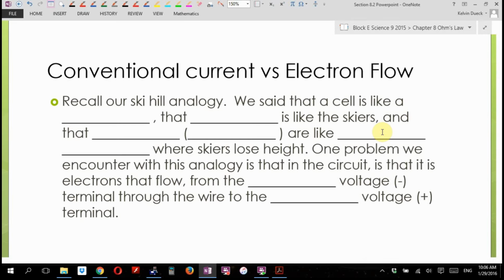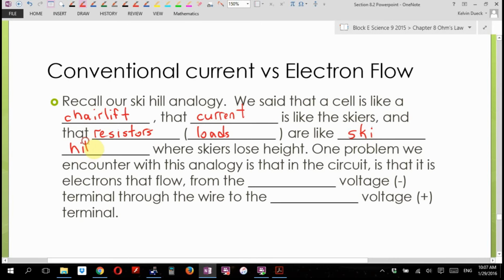Recall with our ski hill analogy, we said that a cell or a battery is like a chairlift, as Hannah pointed out. We said that current is like the skiers, as Brady pointed out. And that, let me get this right, Mr. Duick. Resistors, which is the generic fancy term for loads, like light bulbs or iPods, whatever, the appliance, are like the ski hills where skiers lose height.